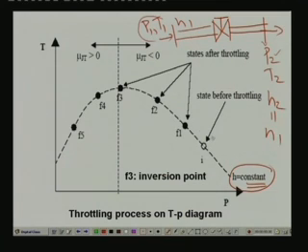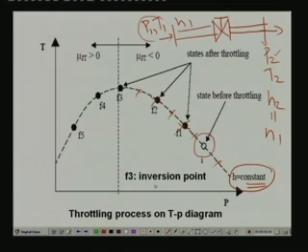Okay, so let this be my initial state before throttling, and I close the valve and I find that pressure and temperature at a certain valve position are this. Then, keeping the same inlet conditions, I close the valve further, and again I measure pressure and temperature, and I find that they are lying at point F2.